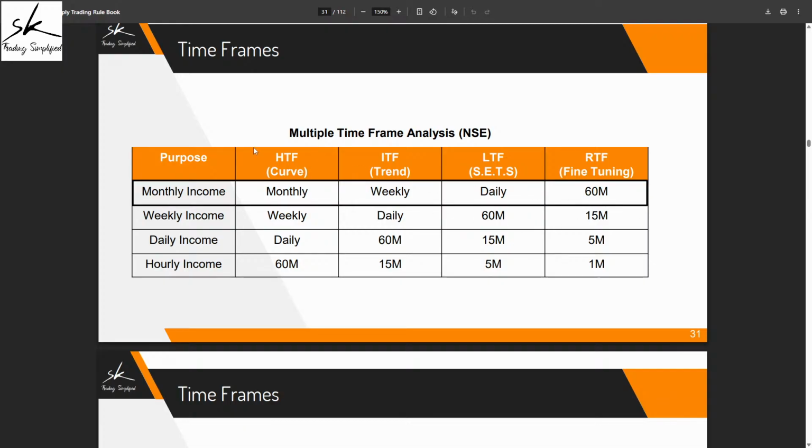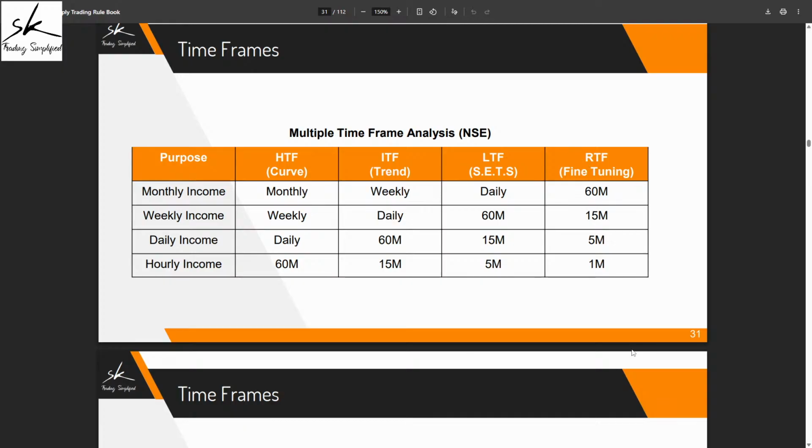Monthly is the higher time frame, which is used for curve analysis. Weekly is the intermediate time frame used for trend analysis. Lower time frame is daily. That is where we get our SETS from. SETS stands for stop loss, entry, target, and size. And in case I need to use the refining time frame, then my refining time frame will be the 60 minutes chart. So you can see as soon as I opted my purpose of trade, I got the clarity to what time frames I'll be using, plus what is the purpose of each and every time frame.